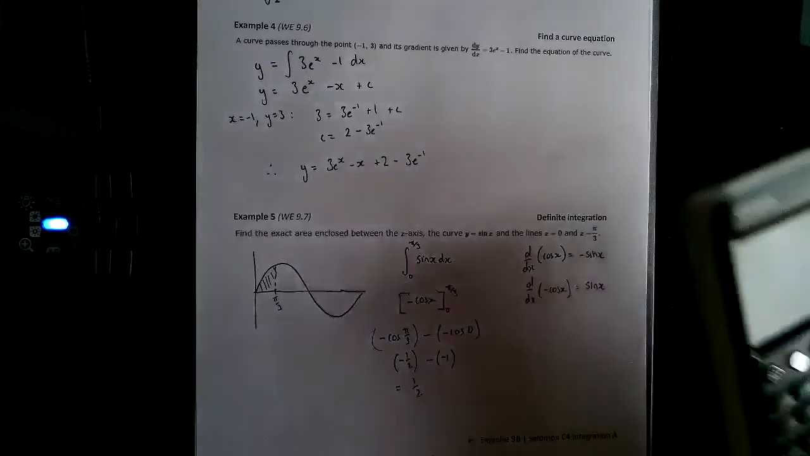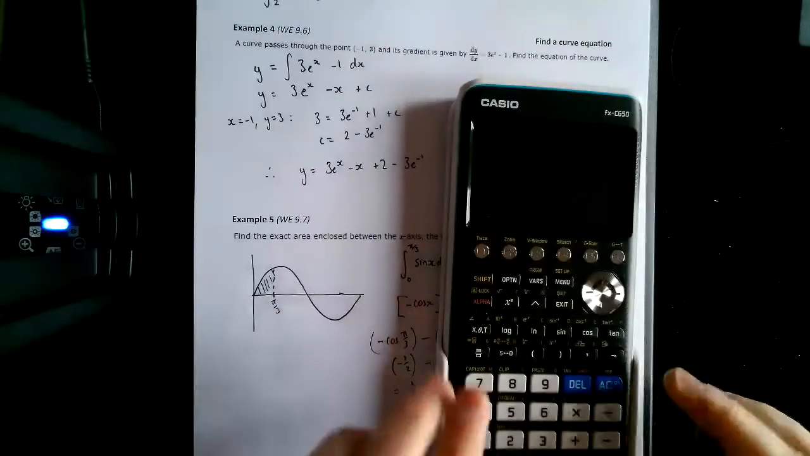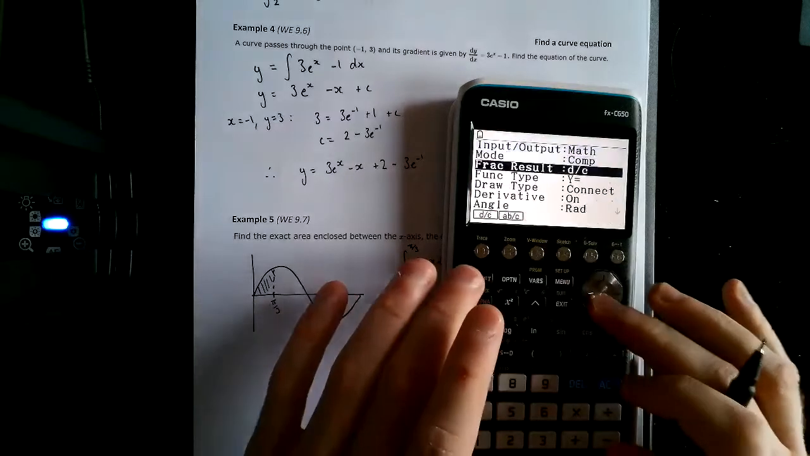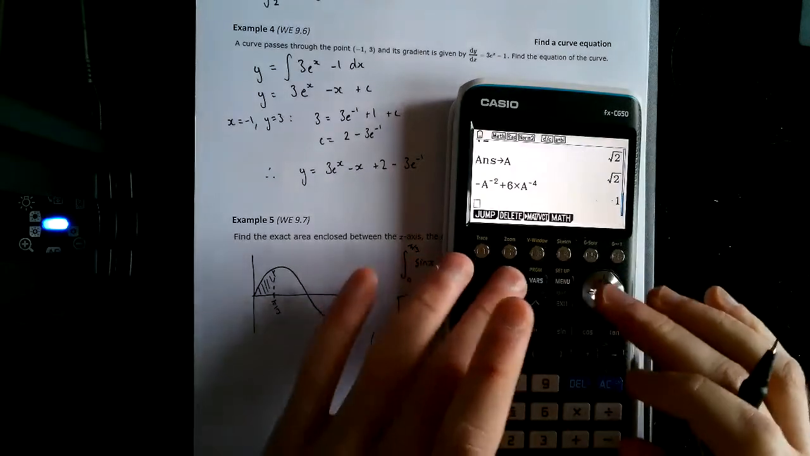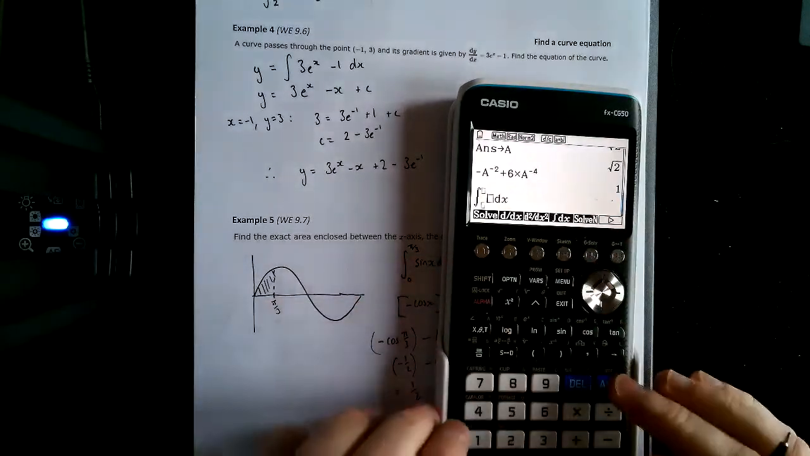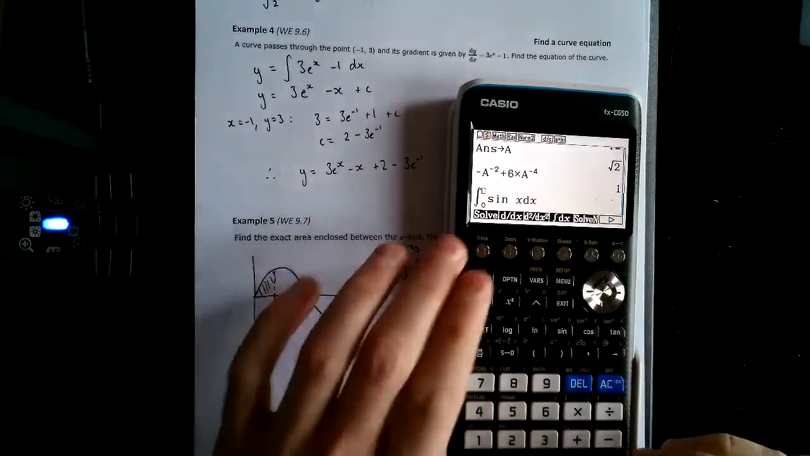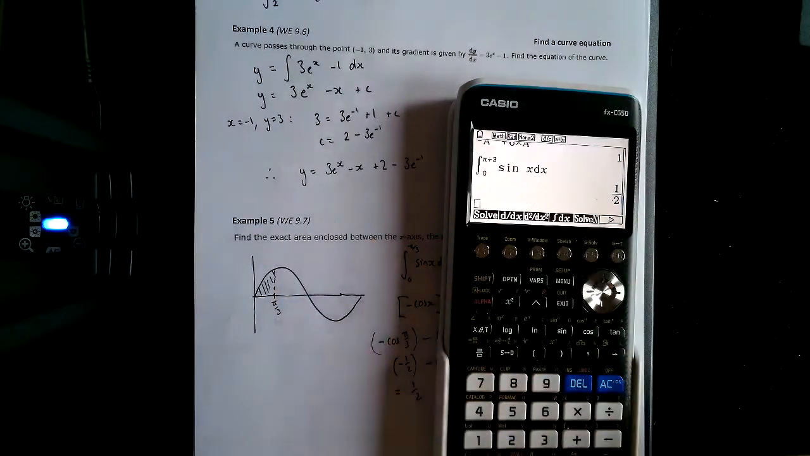Now again, I haven't been in the best form this morning. Let's check on a calculator, make sure I'm in radians. So options, calc, integrate sine x between 0 and pi over 3. A half. Good.